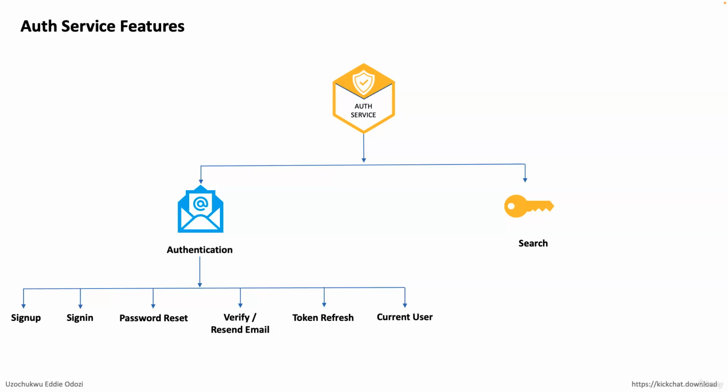Now, remember, the gigs that users will create, we are going to save them to Elasticsearch and also to MongoDB. But for the search, for retrieving the data, we are only going to retrieve from Elasticsearch. So in this Auth service, we are going to implement also the search service to be able to get data from Elasticsearch. So these are the two main features we are going to implement in our Auth service.